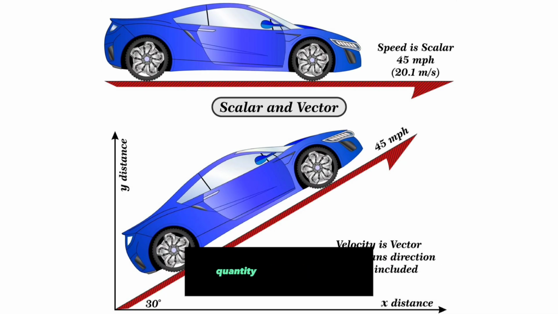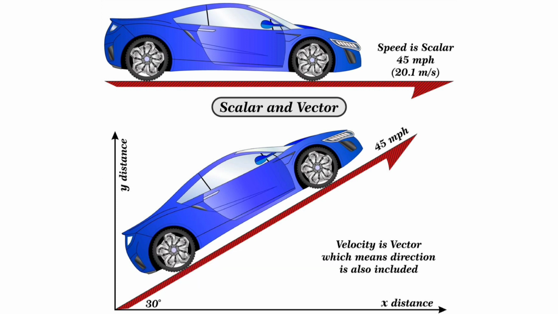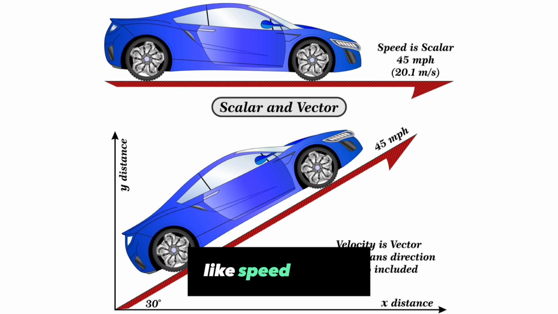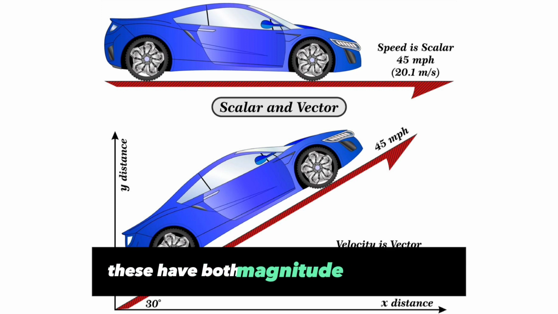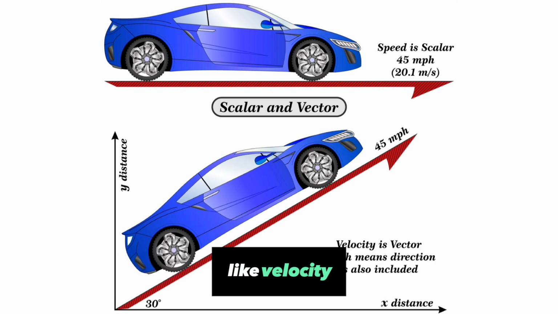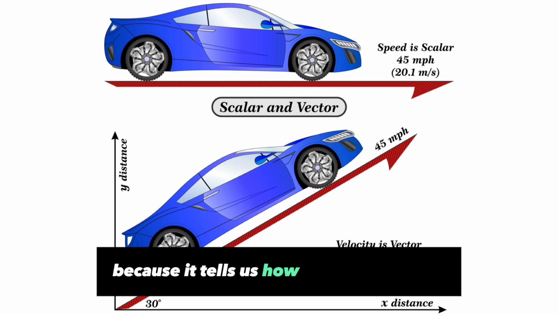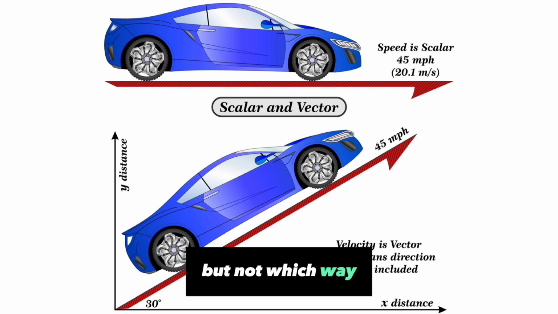Scalars and vectors quantity. In physics, we have scalars and vectors. Scalars, these have only magnitude, like speed. Vectors, these have both magnitude and direction, like velocity. Example, speed is a scalar because it tells us how fast you're going, but not which way.